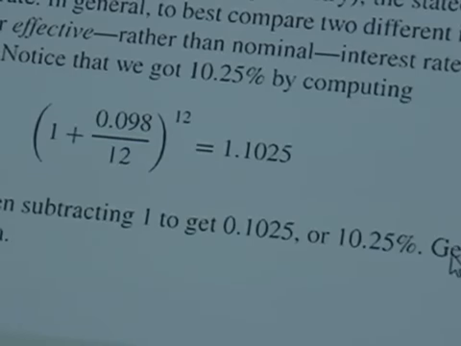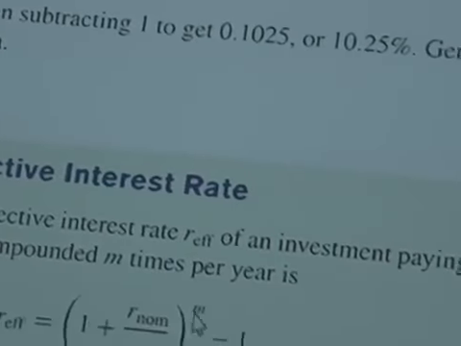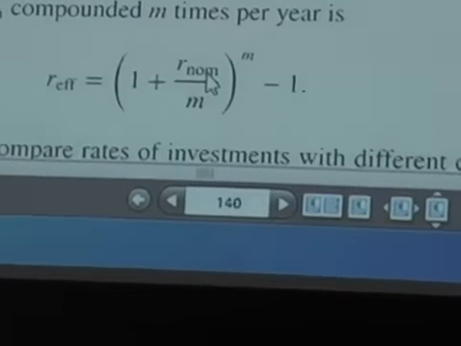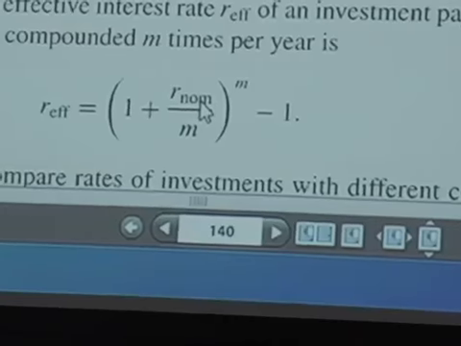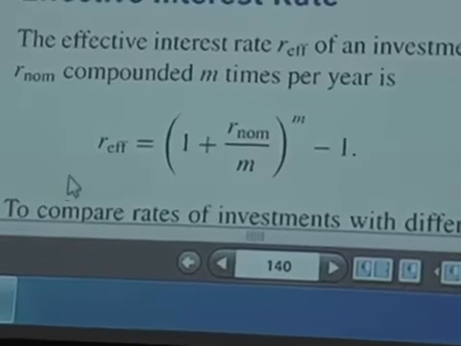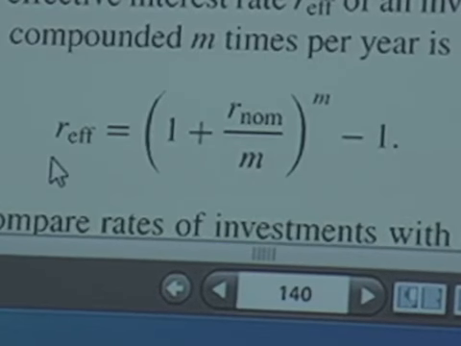So, we can write the formula. We take this thing with R nominal, 9.8, or 0.098, and divide by m, to the m, minus 1 gives you the effective interest rate. Okay? That clear? Okay, so this is the calculation for the effective interest rate.